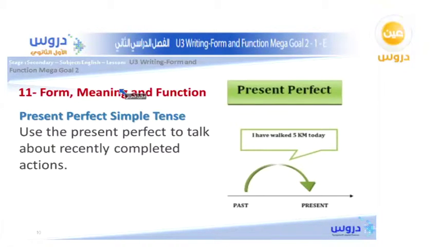And what I mean by the present perfect tense is the tense that's used to talk about recently completed action. For example, if we have an action that we just completed, we just finished, we use this tense. For example, I have walked 5 kilometers today.